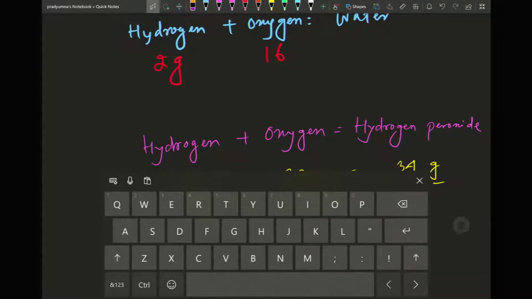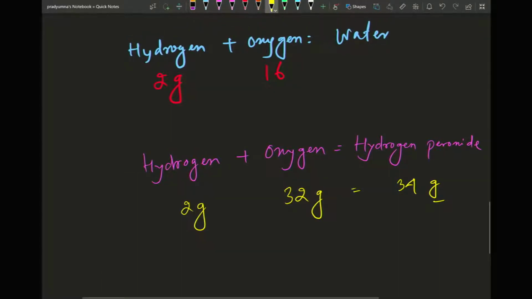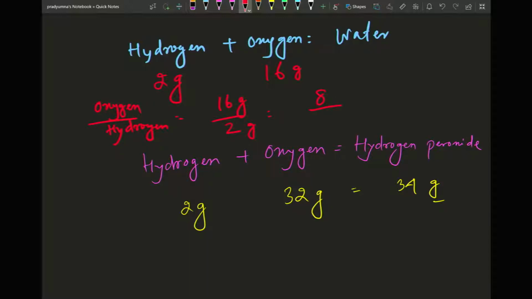So in this particular example, I'm going to do one at a time. What is the ratio of oxygen versus hydrogen? It's going to be 16 grams divided by 2 grams. So that is 8 per 1. So this tells us, let's call it 8 grams of oxygen is combining with 1 gram of hydrogen to make water.